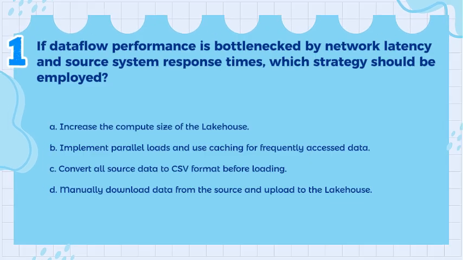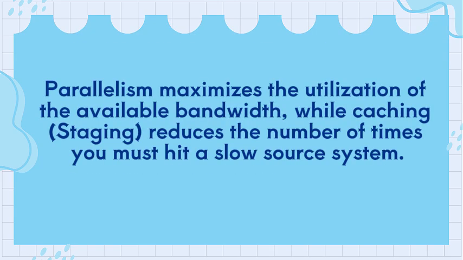The correct answer is B. Implement parallel loads and use caching for frequently accessed data. Parallelism maximizes the utilization of the available bandwidth, while caching, staging, reduces the number of times you must hit a slow source system.